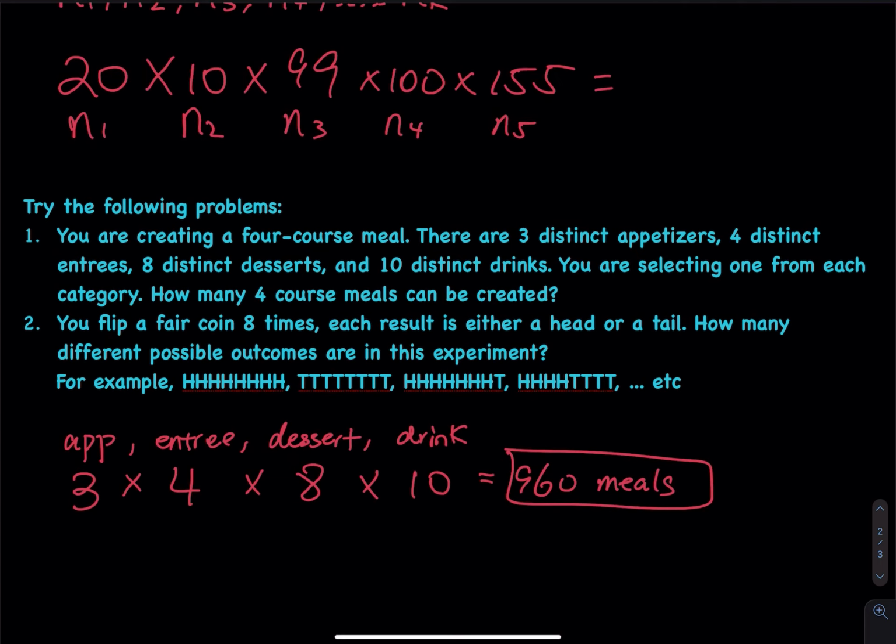How about number 2? You flip a fair coin 8 times. A fair coin means the coin is not manipulated, so no one is cheating. Each result is either a head or a tail. How many different possible outcomes? So it can be all 8 heads, or 8 tails, maybe 7 heads and 1 tail, 4 heads and 4 tails, and so on and so forth.